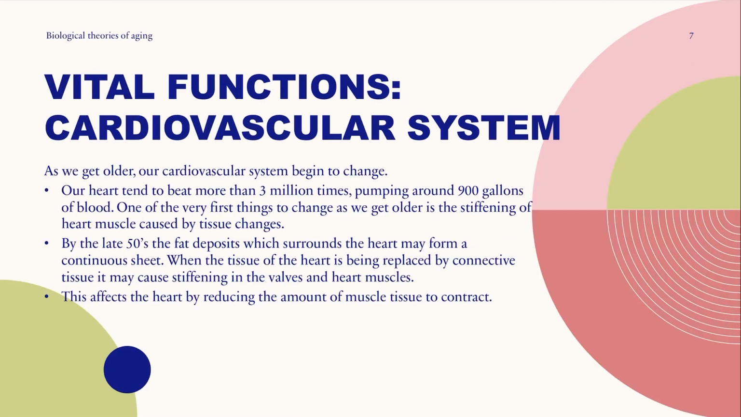So now we're going to talk about vital functions, in this case, the cardiovascular system. As we get older, our cardiovascular system begins to change. Our heart tends to beat more than 3 million times, pumping around 900 gallons of blood. One of the very first things to change as we get older is the stiffening of the heart muscle caused by tissue changes. By the late 50s, the fat deposits which surround the heart may form a continuous sheet. When the tissue of the heart is being replaced by connective tissue, it may cause stiffening in the valves and heart muscles. This affects the heart by reducing the amount of muscle tissue to contract.